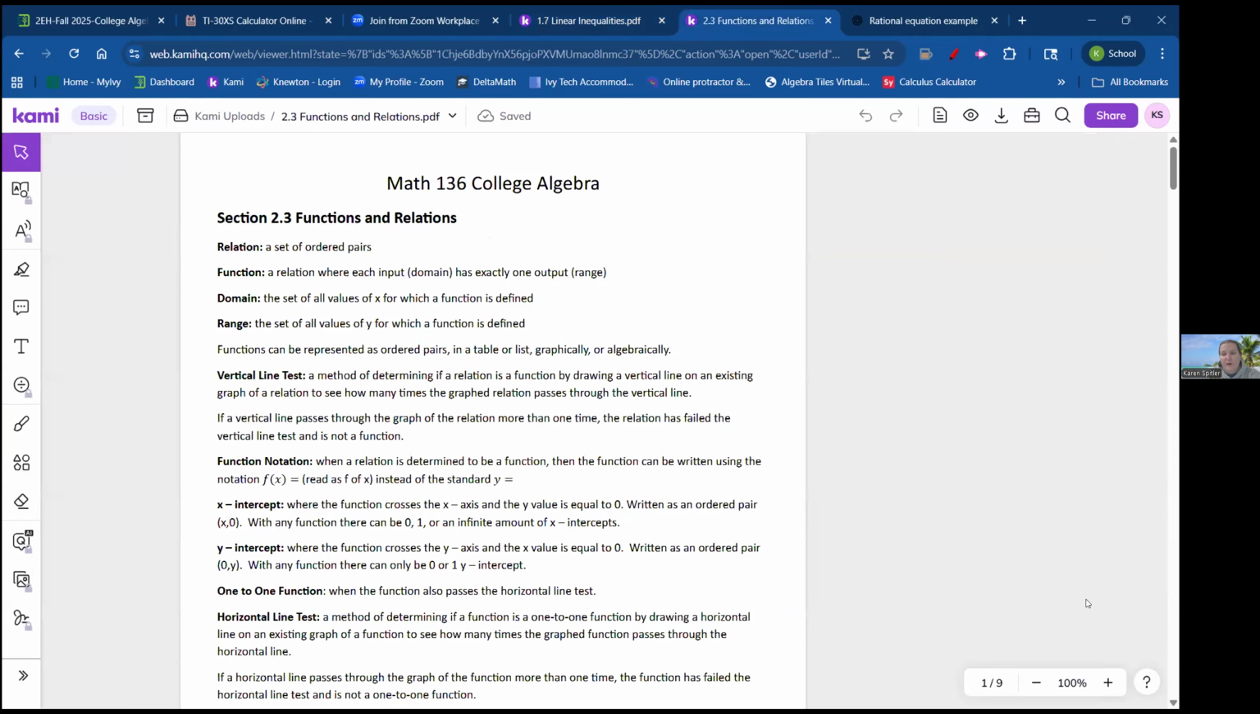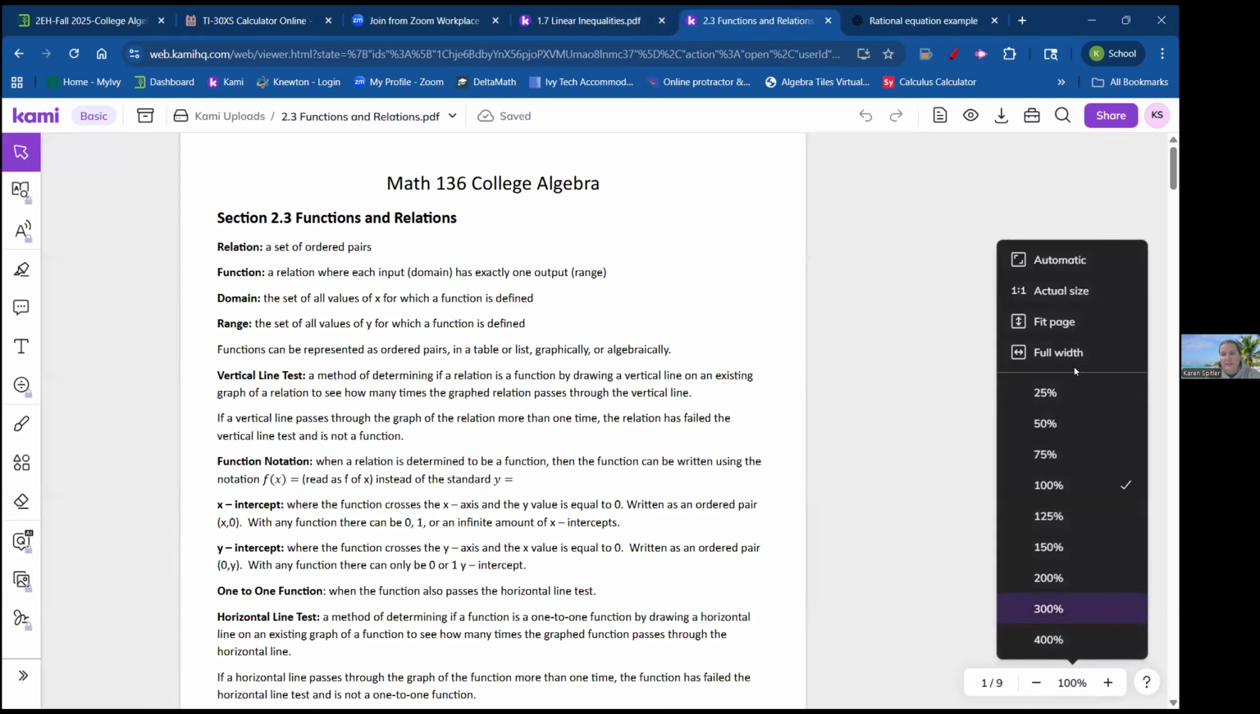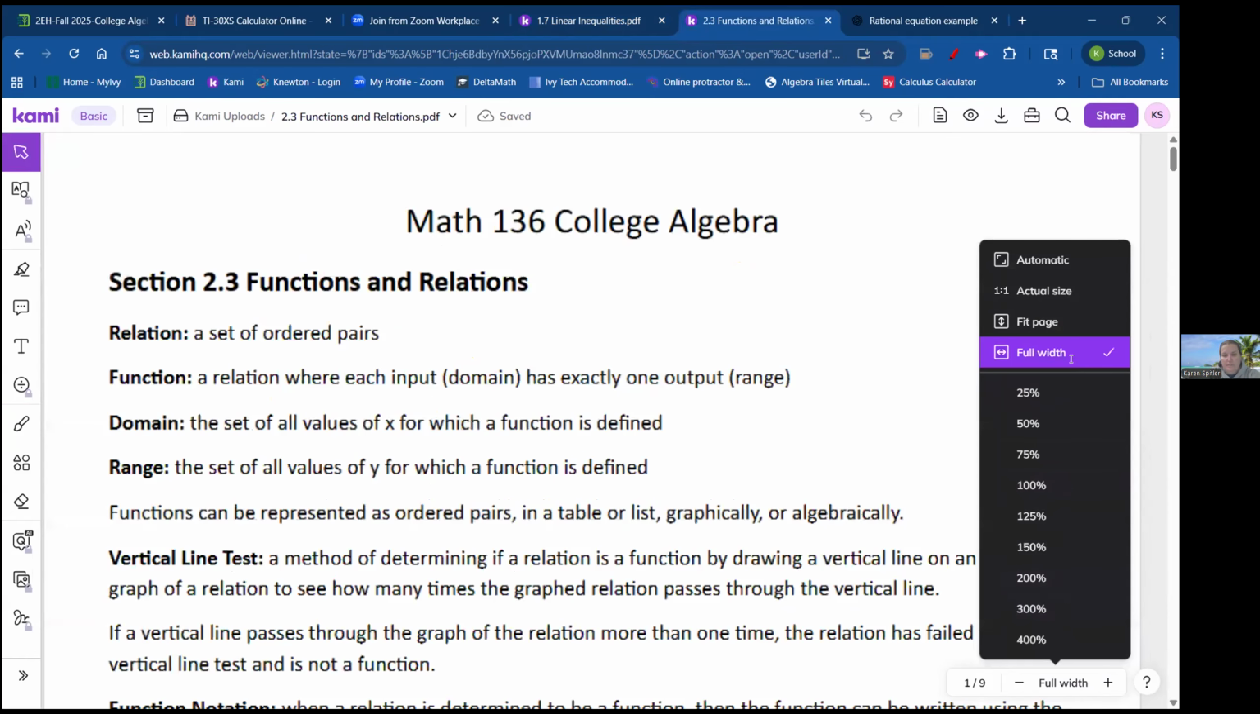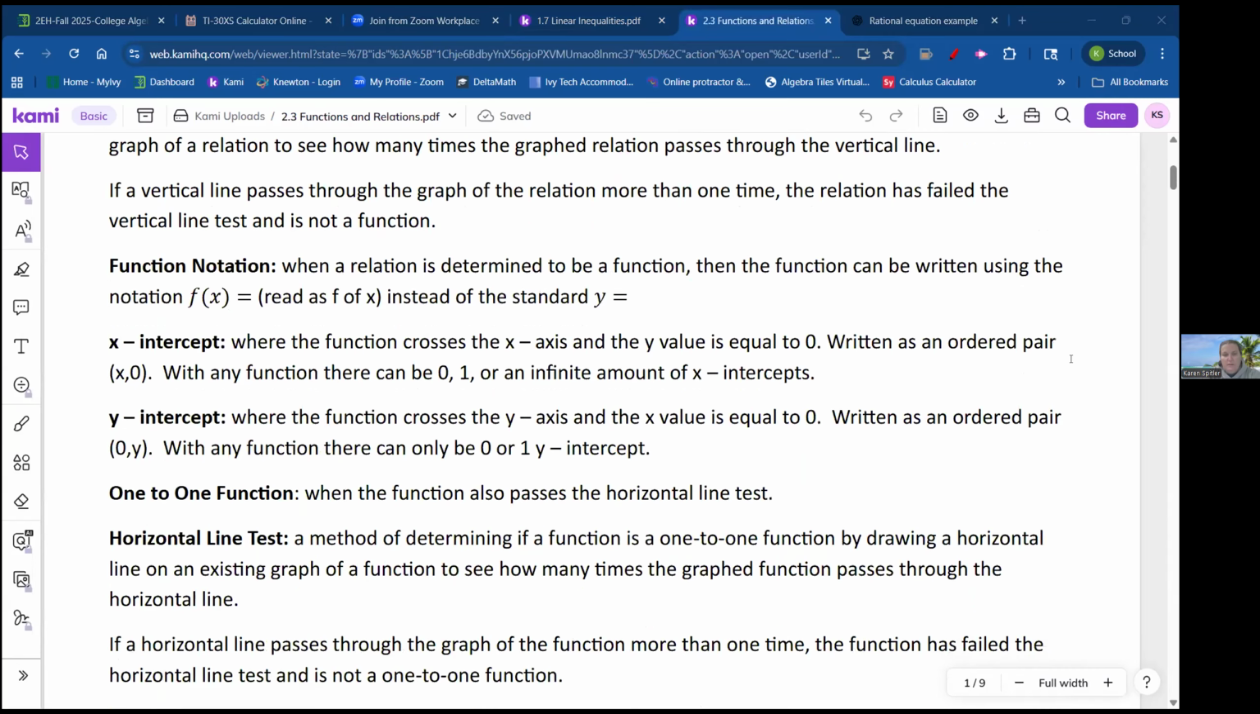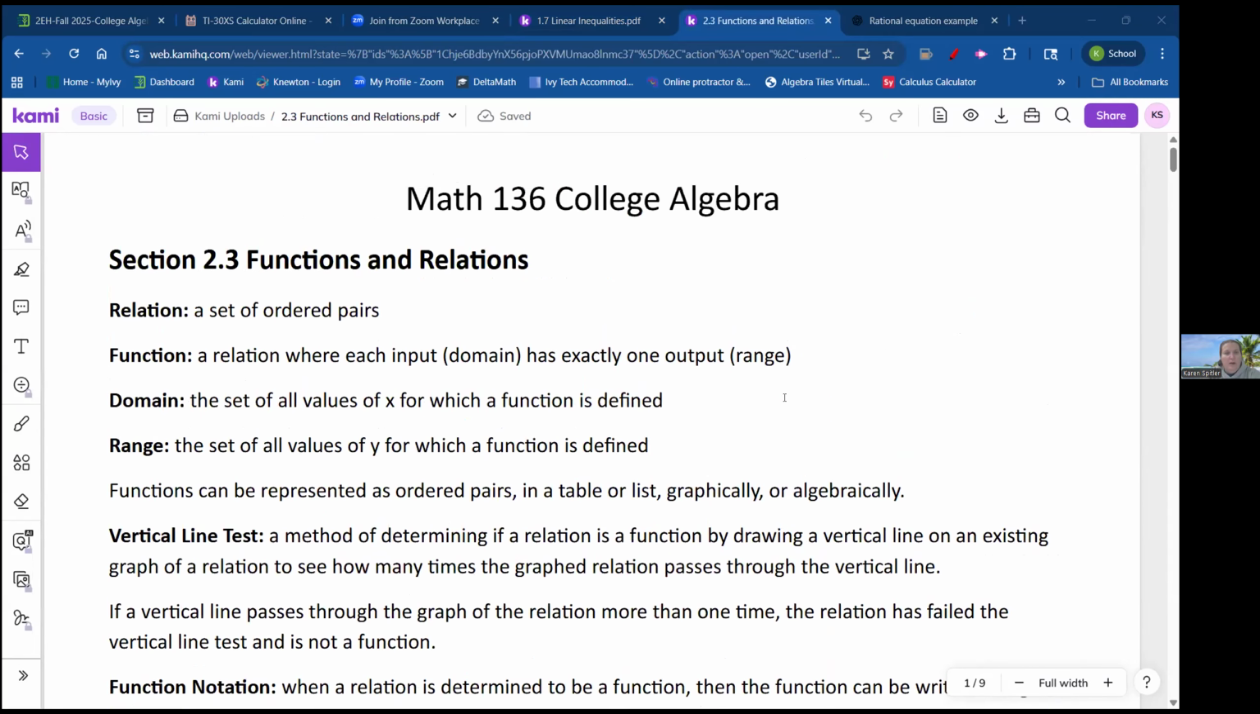One more lesson, functions and relations. Start off with a big old chunk of vocabulary here. A relation is a set of ordered pairs. A function is a relation where the domain has exactly one output. The input has exactly one output. Input is domain, output is range.